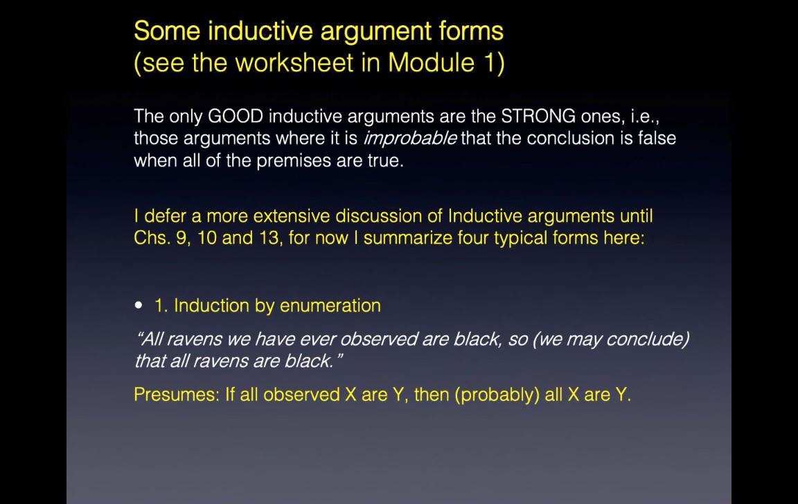And you can do that in a strong inductive argument. It's not a deductive argument, so it doesn't guarantee that all ravens are black simply because every one we've ever seen is. But it's a pretty good reason to think it. What's at issue here is that we are presuming something in general in any such argument: that if all observed X are Y, if all observed ravens have this property of being black, then probably all X are Y as well. You need that in the argument for it to go through, for it to be strong inductive.